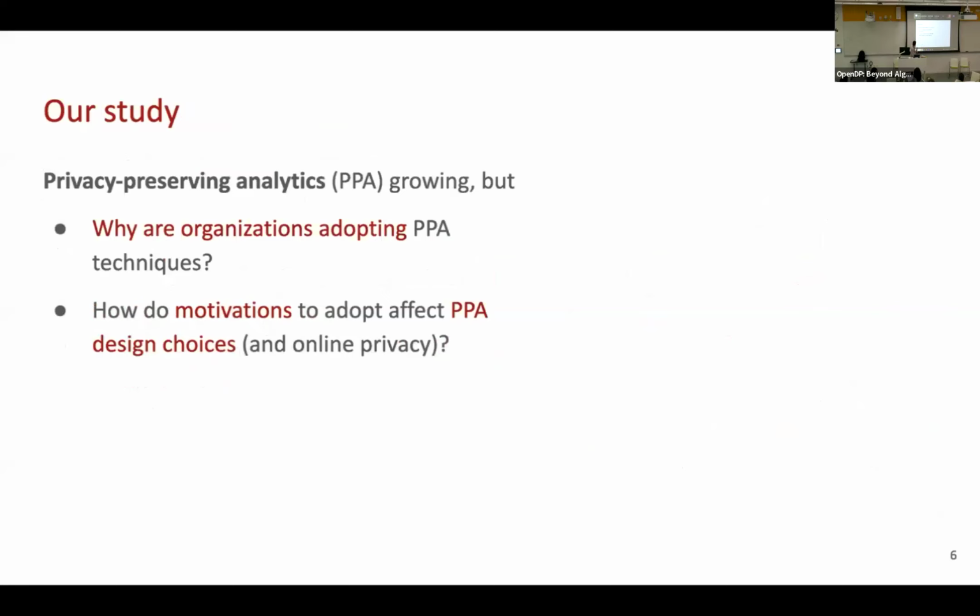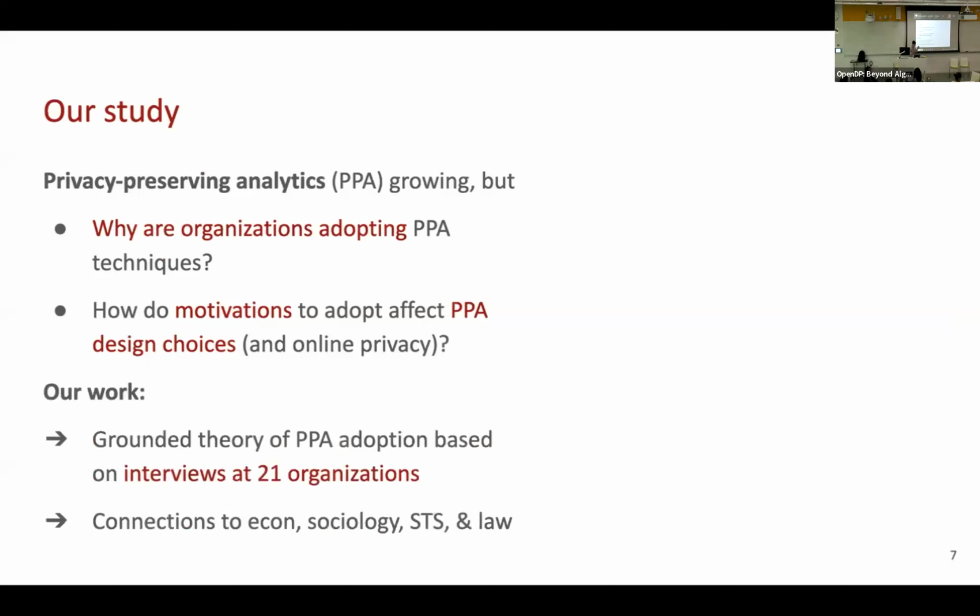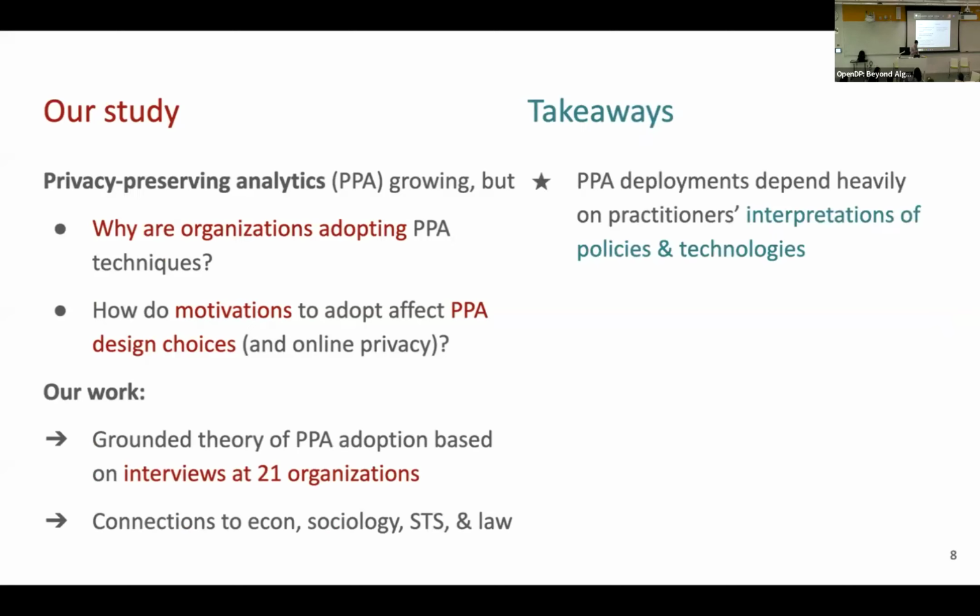And so specifically, in our study, we wanted to know: when organizations are adopting these techniques, why are they doing it? And then how are those motivations affecting the design choices that they make? And then crucially, what do those design choices mean for us, as people online who care about privacy? What we did was, as I mentioned, talk to a bunch of people working on this at 21 different organizations, and then try to connect it to some different ideas from STS, from economic sociology, and some other fields.